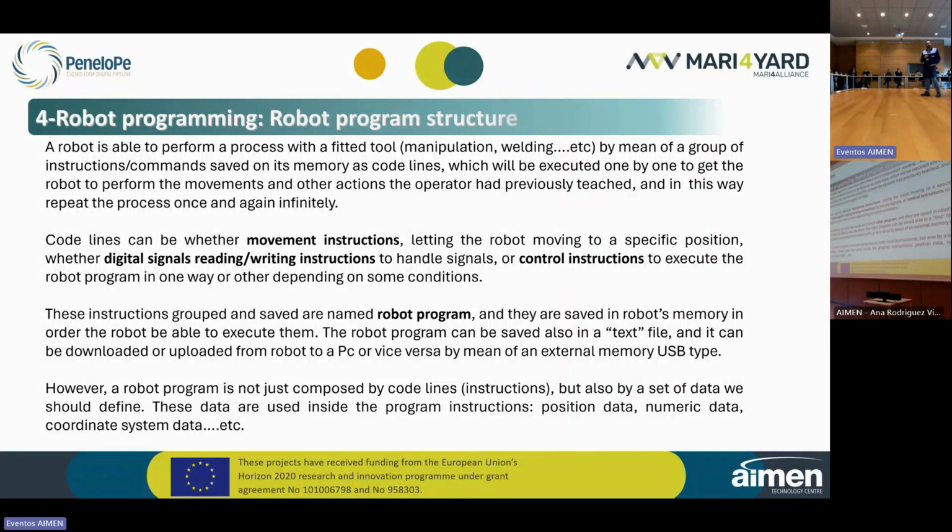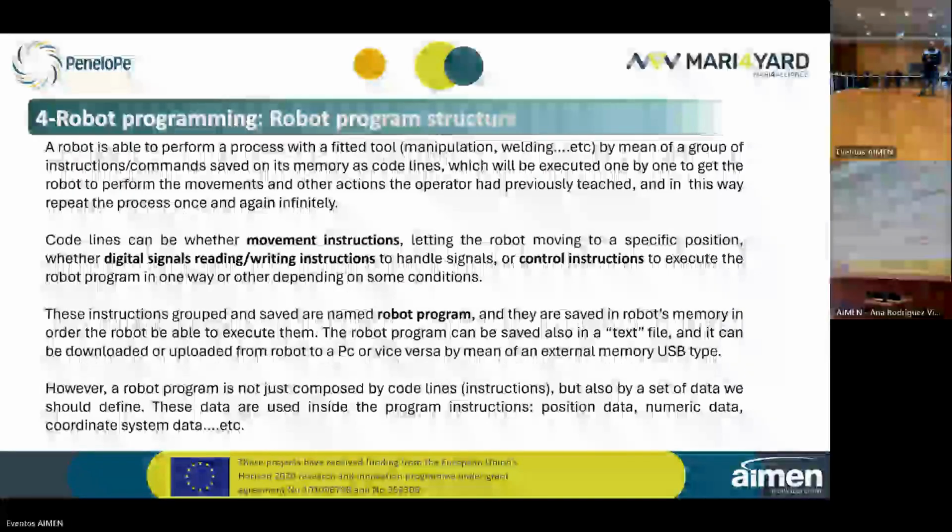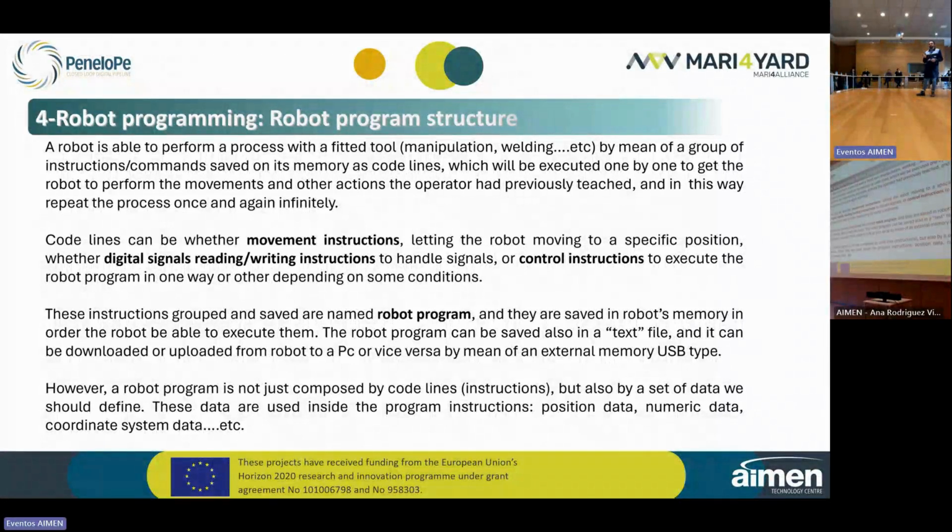However, as we can see here, robot programming is not just composed of code line instructions, but we also need data. Instructions without data make no sense. This is the data used inside the program instructions. It could be position data for a movement instruction to a position. It could be numeric data, like a counter of the number of parts produced during the day.